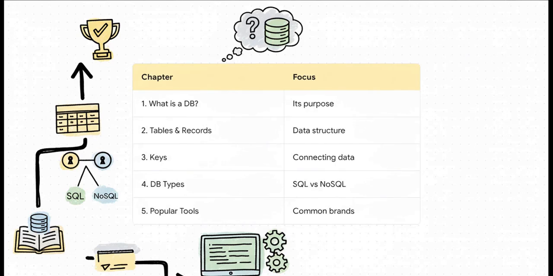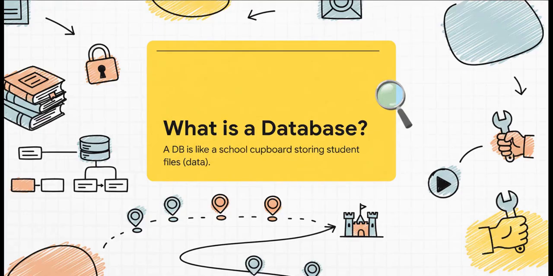So first up, we'll tackle the what and why, like what even is a database? Then we'll get into how they're built, with tables and records and these super important things called primary and foreign keys that link everything together. We'll also look at the two big families of databases and finally some of the popular tools you'll actually be using.